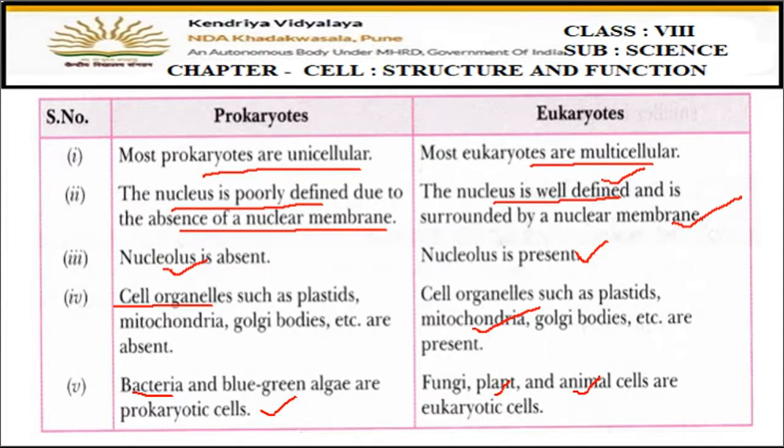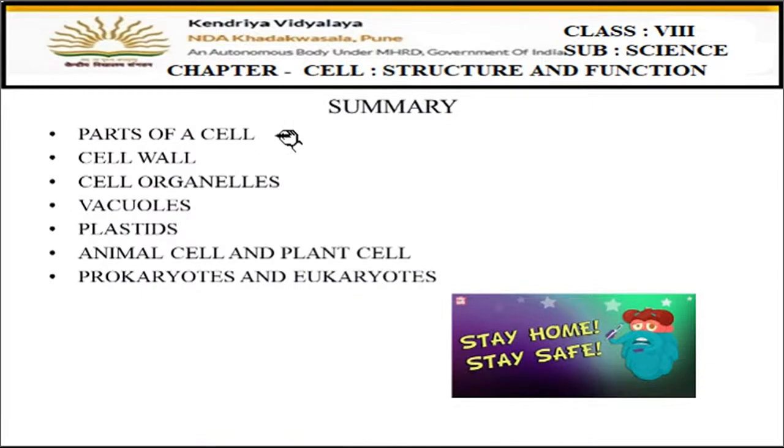So let us summarize, children, what we did today. We have learned about the different parts of a cell wall in plant cells, many of the cell organelles, then vacuoles, plastids in plant cells, difference between animal and plant cell, and difference between prokaryotes and eukaryotes. So this completes the chapter here only.